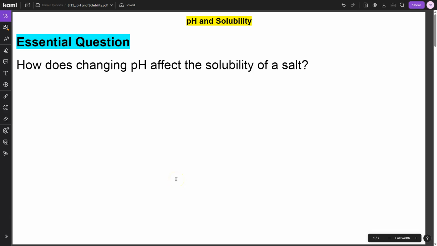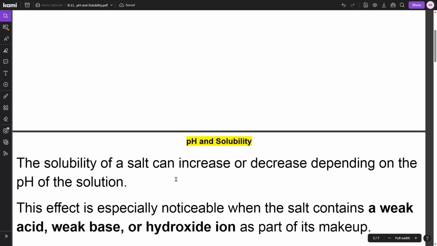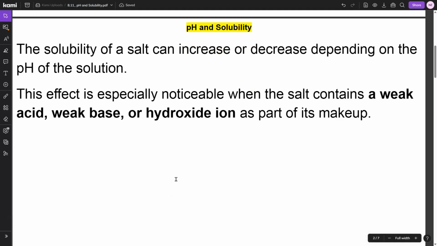In this video, we're going to go through pH and solubility. We're going to answer the essential question: how does changing pH affect the solubility of a salt? The solubility of a salt can increase or decrease depending on the pH of the solution. This effect is especially noticeable when the salt contains a weak acid, weak base, or hydroxide ion as part of its makeup.